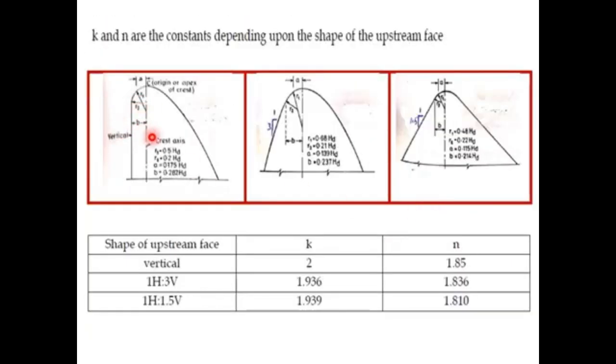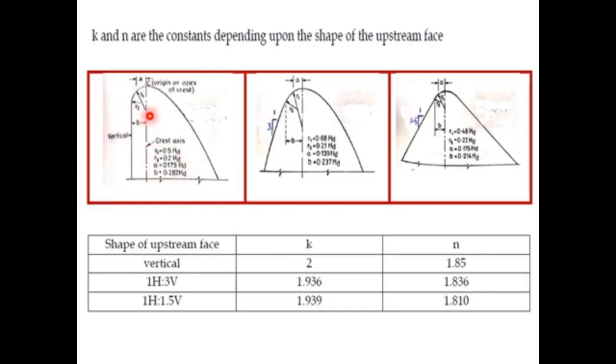So we have different profiles which are given here. If the upstream face is vertical, then the K value is 2, whereas the n value is 1.85. If it is 1 horizontal to 3 verticals, then K is 1.936 and n is 1.836. If the shape of the upstream face is 1 horizontal to 1.5 verticals, then K is 1.939, whereas n is 1.810.